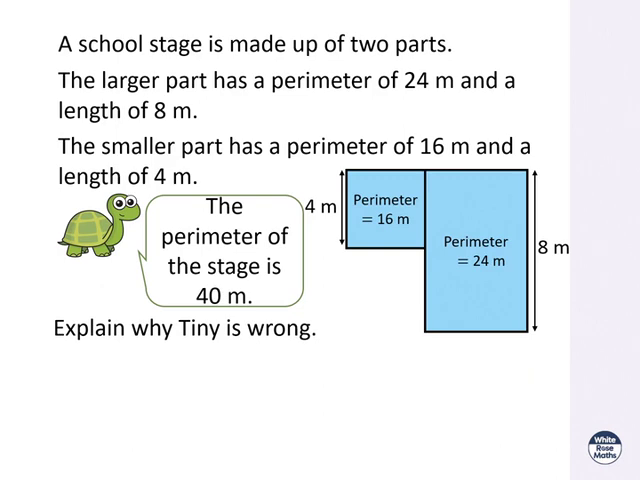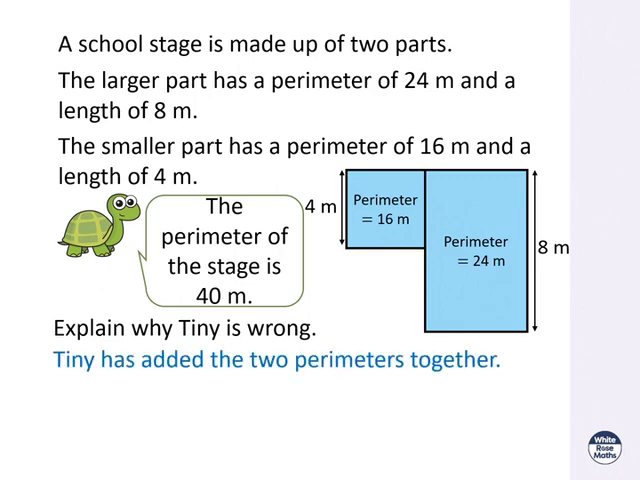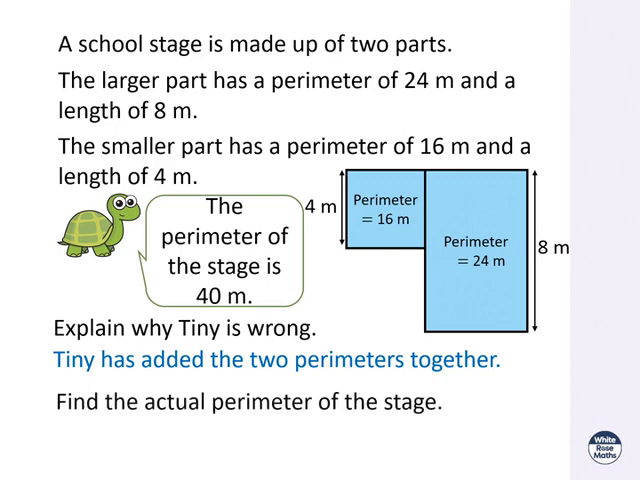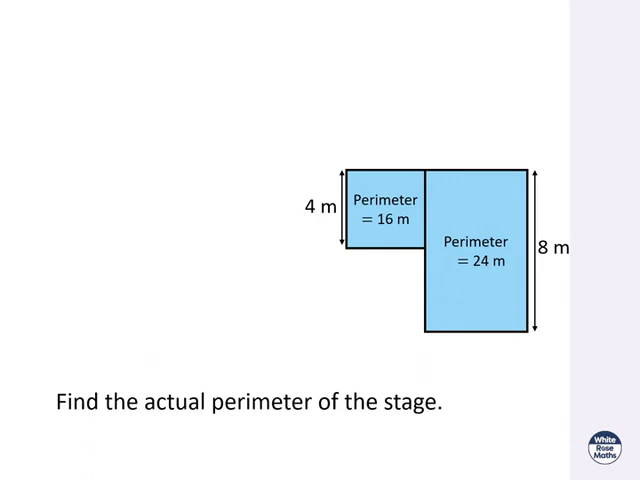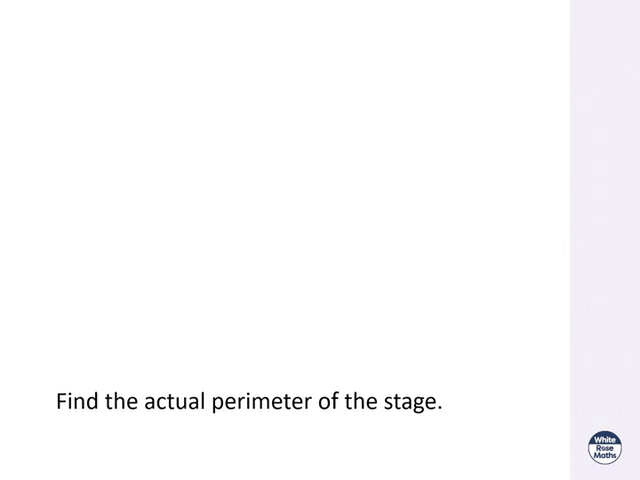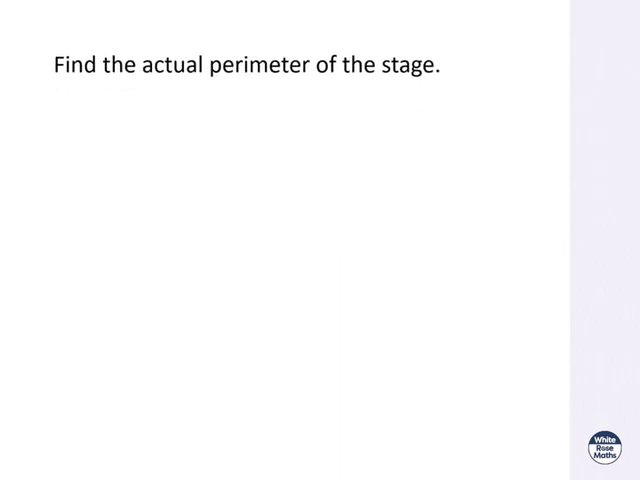What did you think? Tiny is incorrect because Tiny has added the 2 perimeters together and not thought about the lengths that are not included in this shape. Let's think about this more. Can you pause the video and find the actual perimeter of the stage? Let's go through this together.